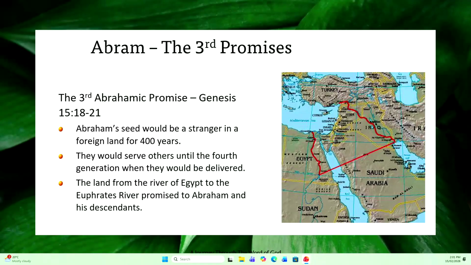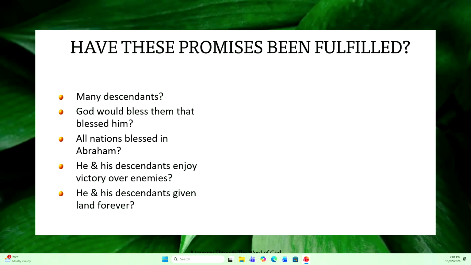Abraham's seed would be a stranger in a foreign land for 400 years. They would serve others until the fourth generation, until they were delivered. And also, he was told the land that he looked at when he was up the mountain earlier is given more defined boundaries, I guess, of the promised land that was to be given to the children of Israel. So, stay tuned for what that's all about next week.